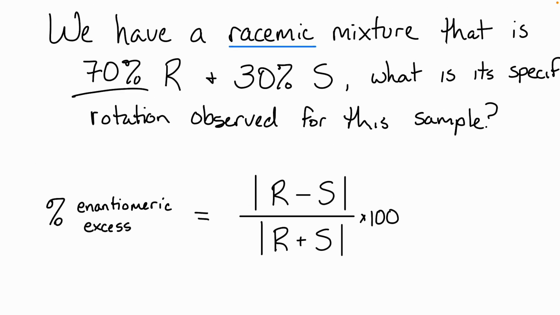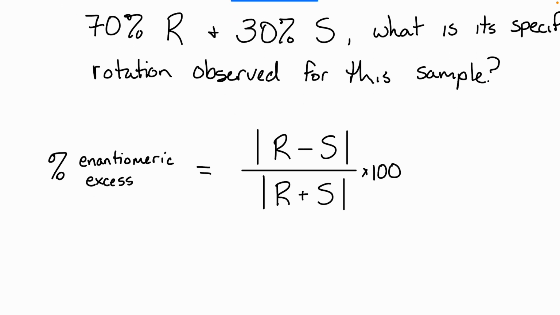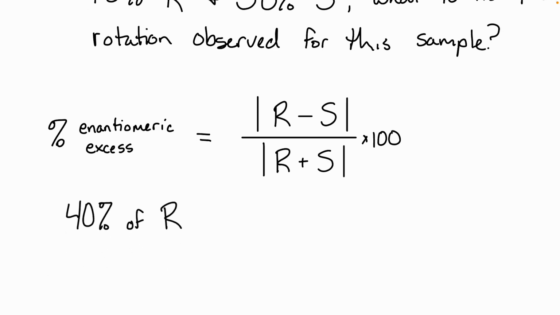So our R is 70, our S is 30. That difference would be 40 divided by 100 times 100. We would get 40%, and we have to specify which one's more, the R stereoisomer. All right, that's my enantiomeric excess. That's what we calculated here.